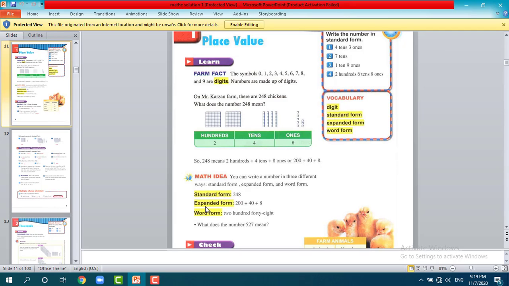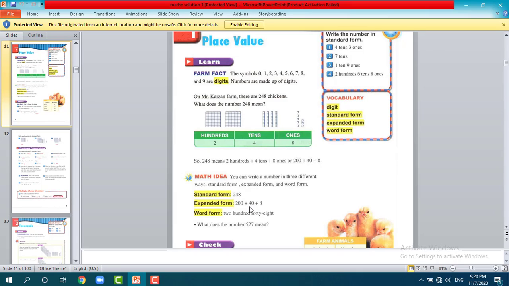After the standard, we have expanded form. Students, in expanded form, we start at the bigger number and in here we have 100. 100 is the bigger number then, and we have 2 in 100. Then we have to write 2 adding 2 zeros because it's hundreds. Then we write 200. After 200 we write the plus.